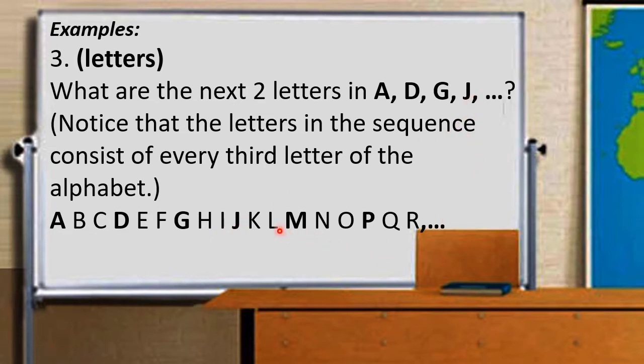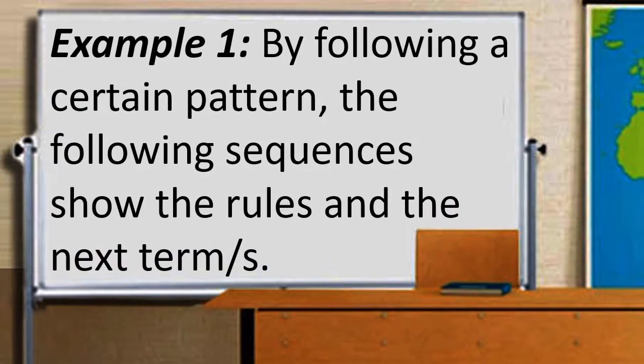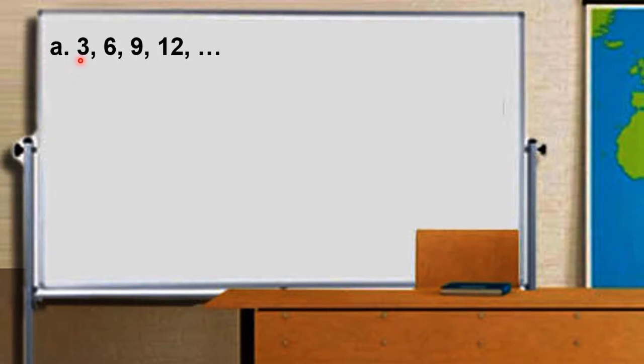So, kunin ngayon natin yung next two letters. 1, 2, 3. So, after ni J, letter M, and then 1, 2, 3, letter P. So, therefore, yung next two letters sa ating sequence ay M and P. So, let's have our example number 1. Okay, by following a certain pattern, the following sequences show the rules in the next term or terms. Let's have our first example. 3, 6, 9, 12, and so on.